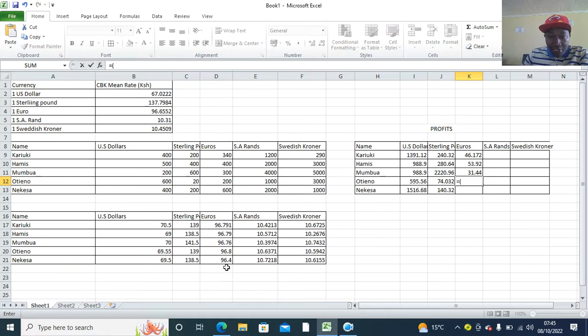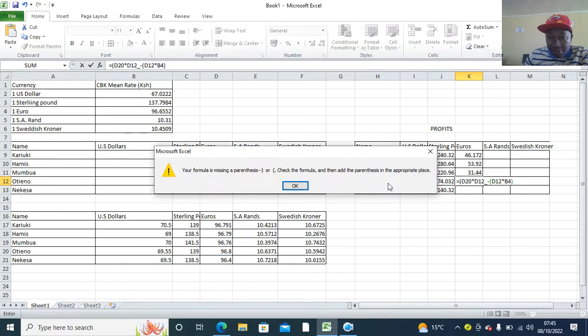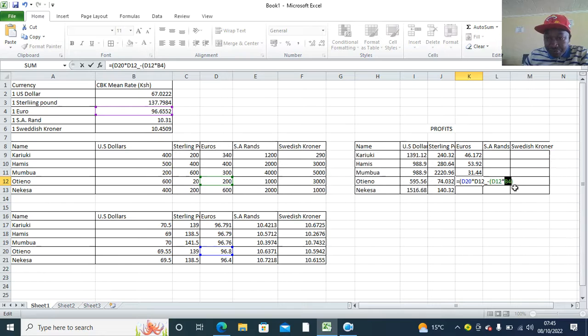For Otieno, we are in euros. Otieno bought that one, multiplied by 200, minus, open the bracket. Then we have the same for Otieno, that is euros. We have 200 multiplied by the value of euros, 96, close the bracket, enter. Let me see. We have this, remove underscore, enter. Yes. So we have the next one.